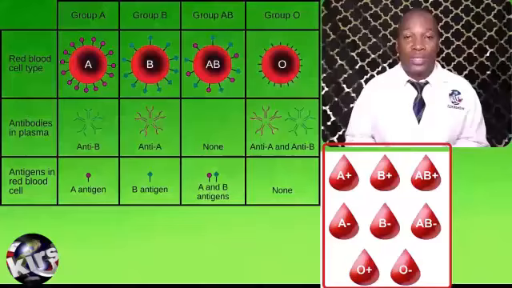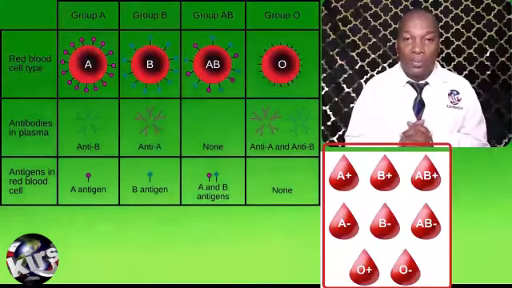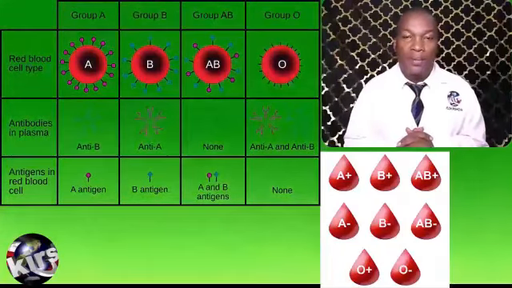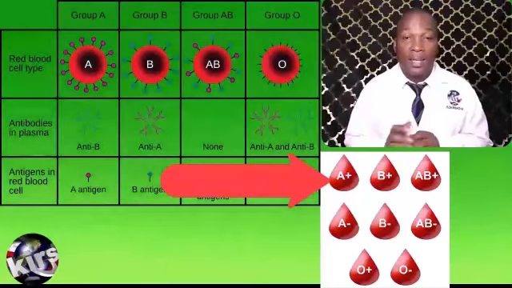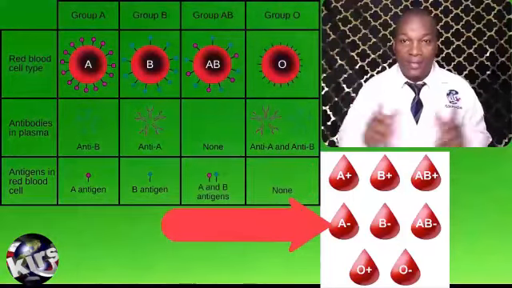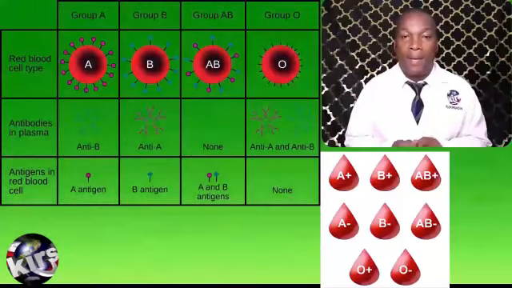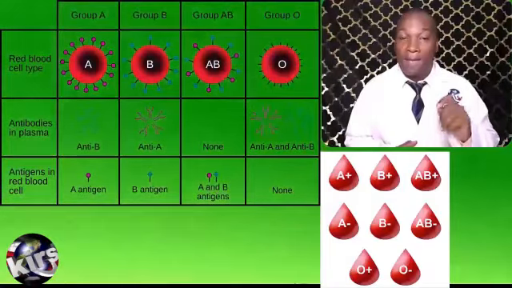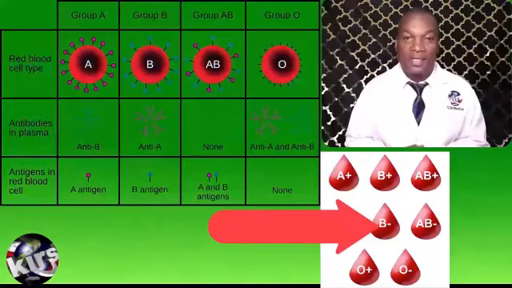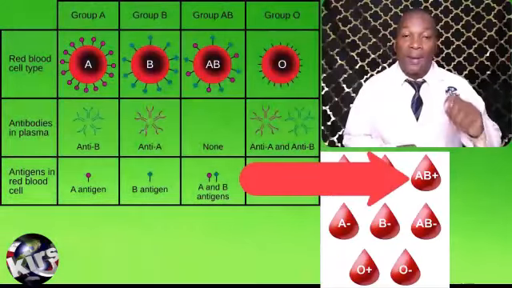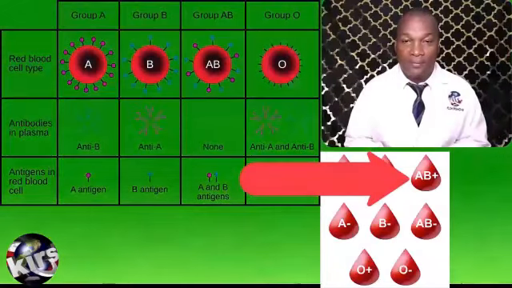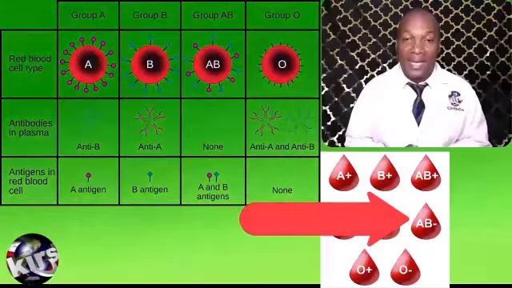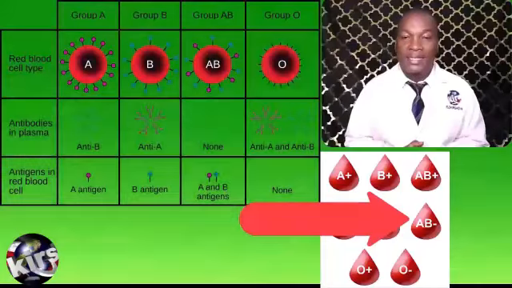So then, we would say your complete blood type could be as follows. Either blood group A positive if you have the rhesus factor, blood group A negative if you don't have the rhesus factor, blood group B positive if you have the rhesus factor, blood group B negative if the rhesus factor is not there, blood group AB positive if the rhesus factor is present, blood group AB negative if the rhesus factor is absent.